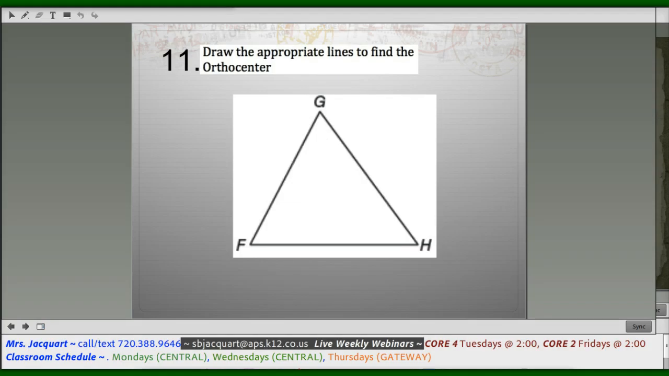Spitting distance, remember if you're at G, you're spitting down. That's my altitude. I'm going to rotate it so I can do it for F. Spitting down, that's my altitude. And H, if I have a H and GH is my base, spitting down, that's my altitude. And there's my orthocenter. Cool, use a ruler, guys.